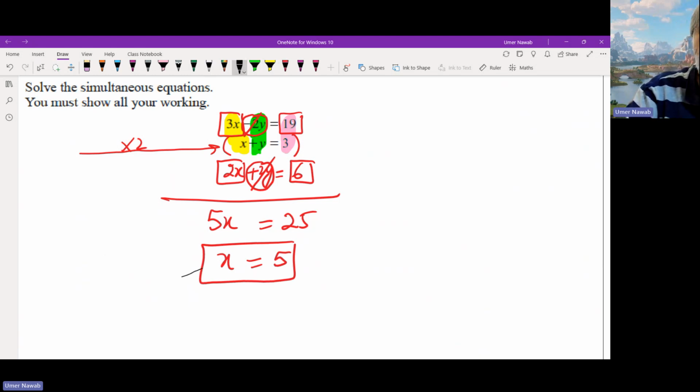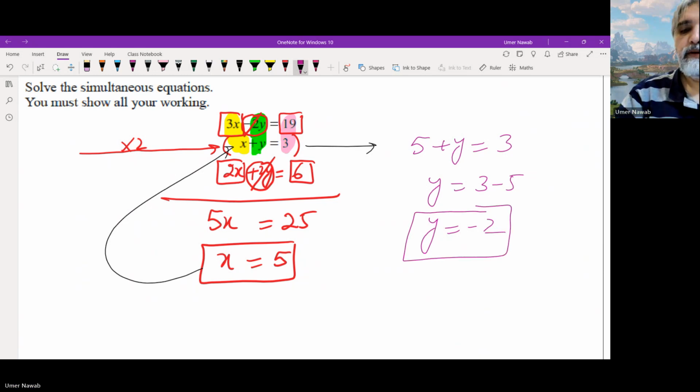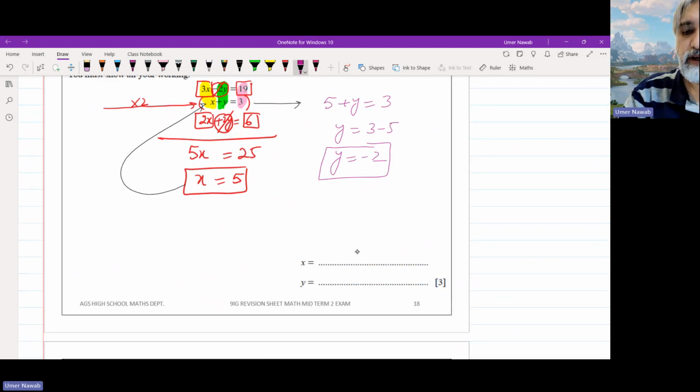Now I'm going to plug this value of x here. So 5 plus y is equals to 3, y is equals to 3 minus 5, and finally y is equals to minus 2. So that's the final answer I got. So x is equals to 5 and y is equals to negative 2.